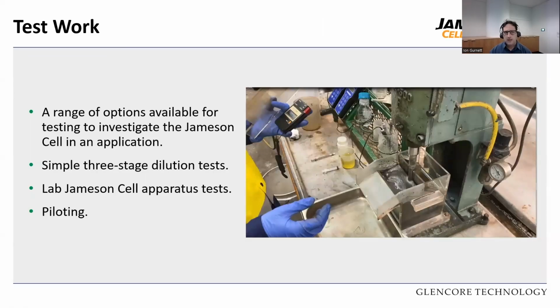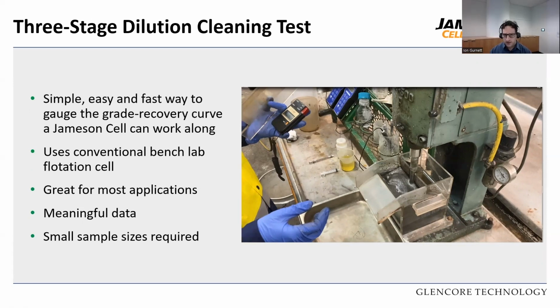Now, there are a range of options available for testing Jameson Cell application. What I do recommend is if you want to know whether a Jameson cell might be suitable, just do a 3-stage dilution cleaning test. We have lab Jameson cell apparatus tests as well, and you can do on-site piloting, but always the first step would be that 3-stage dilution test. The test itself is simple, easy. It can be on any flotation cell, any Denver, because it uses conventional bench equipment. The purpose of the test and the fundamental understanding behind it is more of an entrainment style test, and it basically shows you the effect of reducing entrainment.